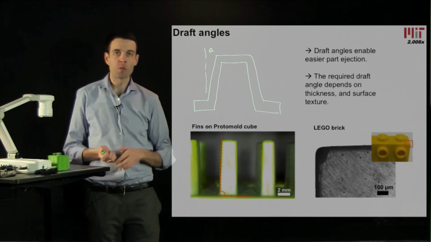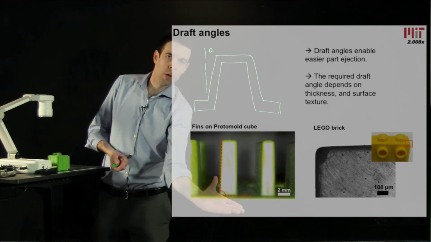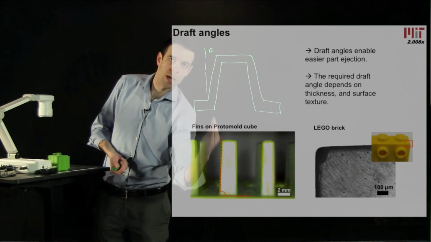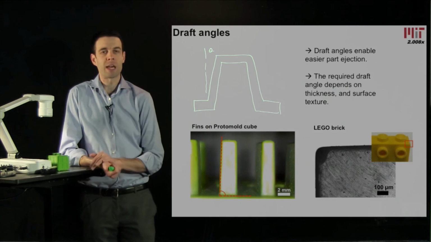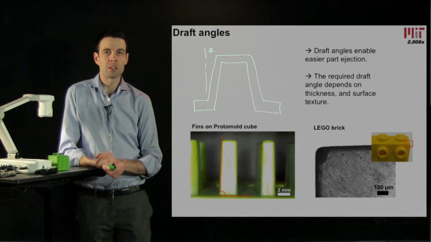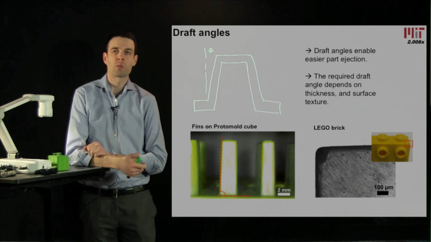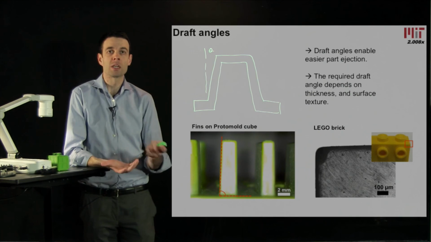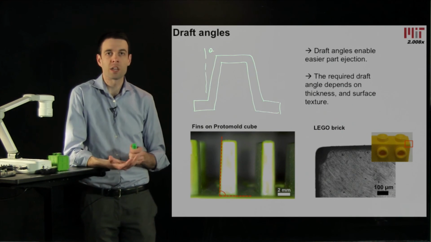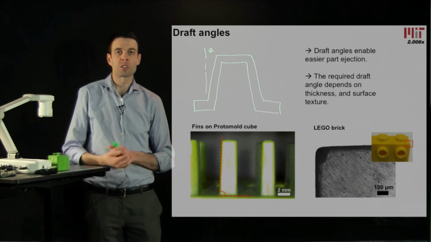And if we look at the cube from the side, we see that the fins have a draft angle of a few degrees. We measured the angle this way just to emphasize the deviation from the vertical. And even Lego bricks have draft angles, except the draft angle is very slight, maybe 1 degree. If you look closely, the surfaces look almost perpendicular. And there's no hard and fast rule for draft angles because the angle is going to depend on the thickness of your feature, the surface texture of your part, and other characteristics of the process.